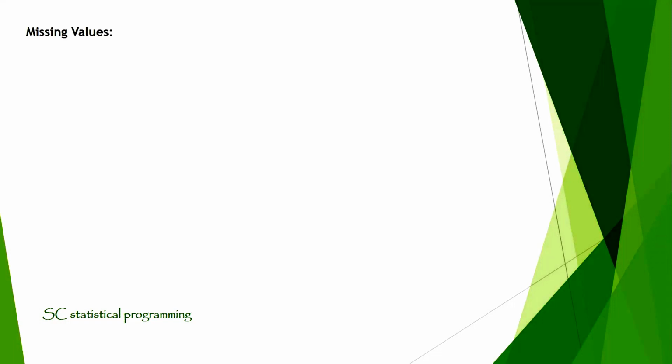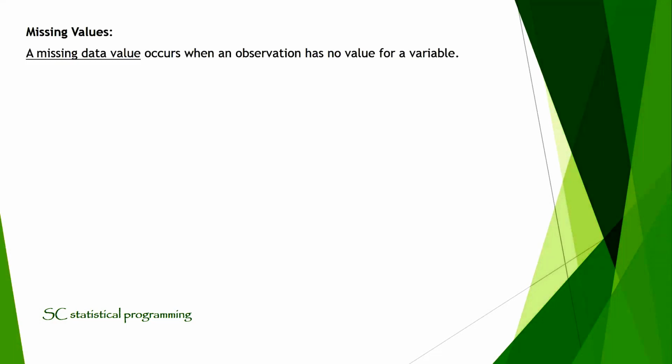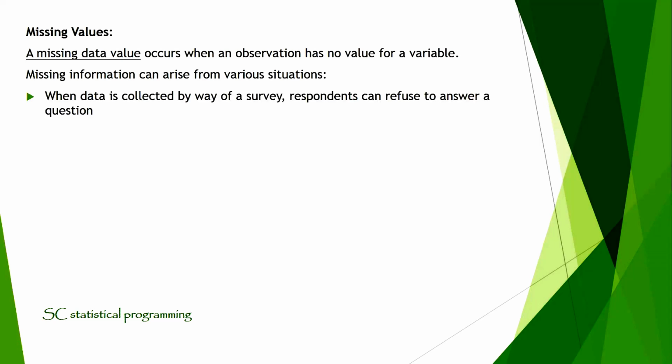In this lecture, we're going to talk about missing values. A missing data value occurs when an observation has no value for a variable. Missing information can arise from various situations.